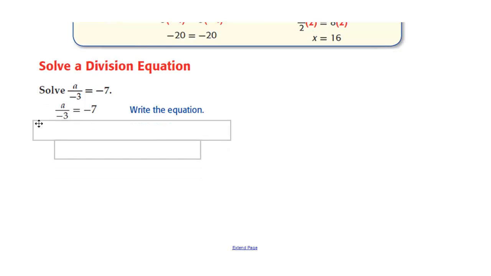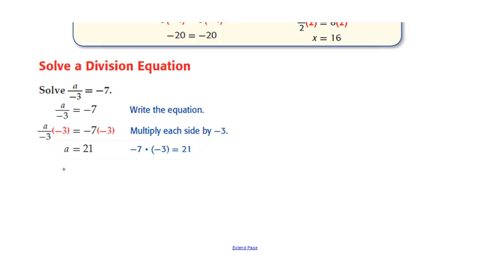So here's a division equation. We have a divided by negative 3 equal to negative 7. Remember, we're always trying to do the opposite when we're solving equations. So if a is divided by negative 3, the opposite would be to multiply by negative 3. When we multiply by negative 3, these two negative 3's cancel, and we're left with a equal to positive 21.